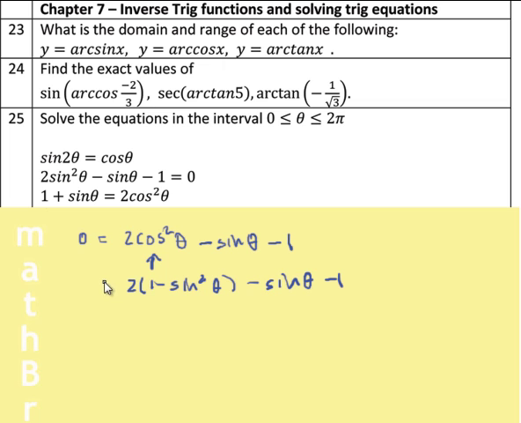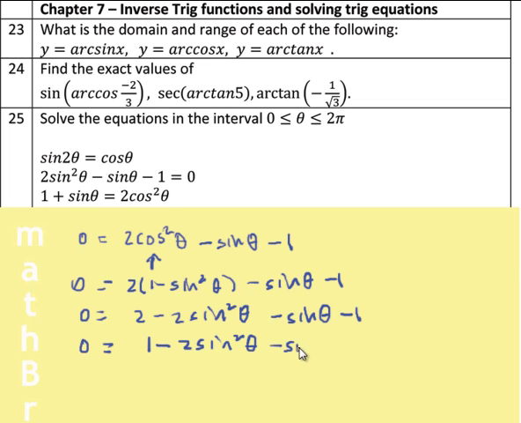And we're going to start just simplifying this a little bit. 2 minus 2 sine squared theta minus sine theta minus 1. Combine these. And we have 1 minus 2 sine squared theta minus sine theta. All right, let's bring over everything to the other side so that this sine squared will be positive. So we have 2 sine squared theta plus sine theta, and bring this over as minus 1 equals 0.